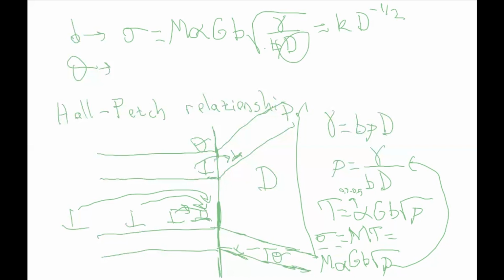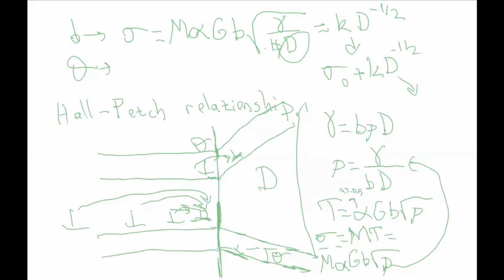And of course, sigma, we have some prefactors, right? Maybe we begin with some lattice resistance, sigma 0 plus K. This is always defined by polycrystal. And we have D to the minus 1 over 2. And D is the grain size.